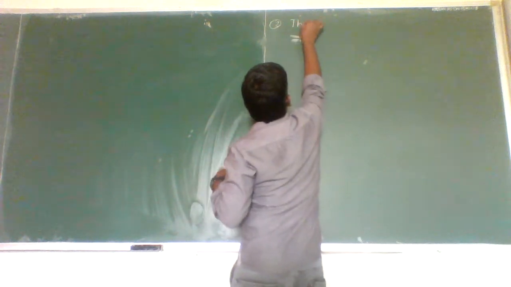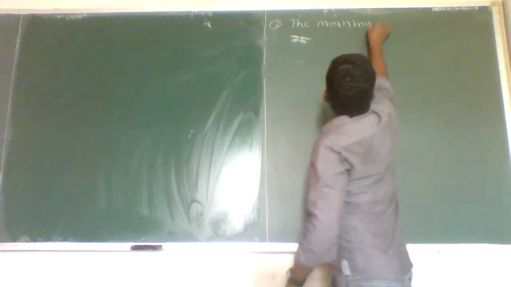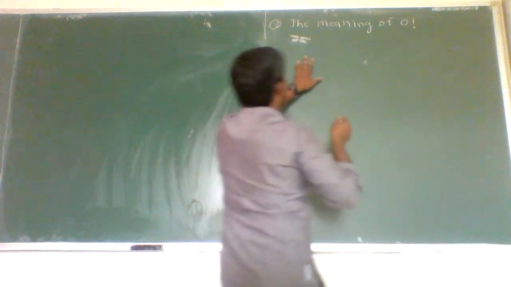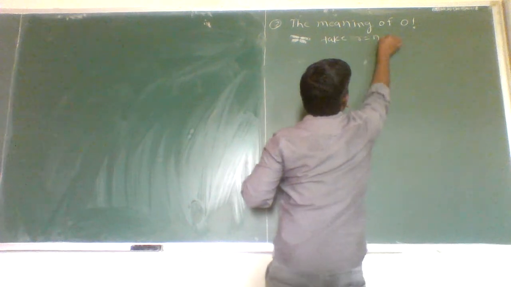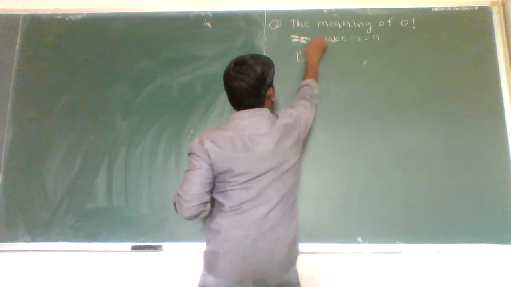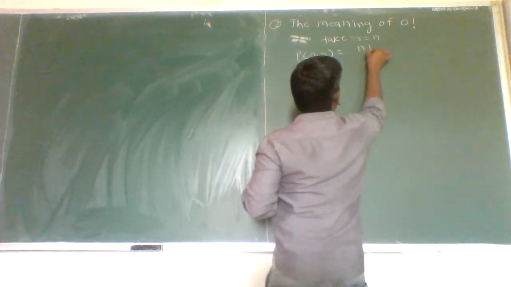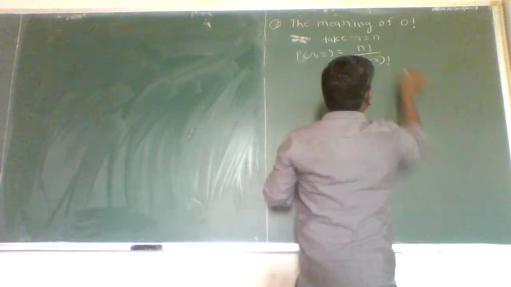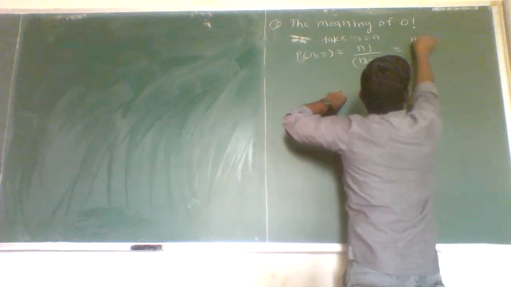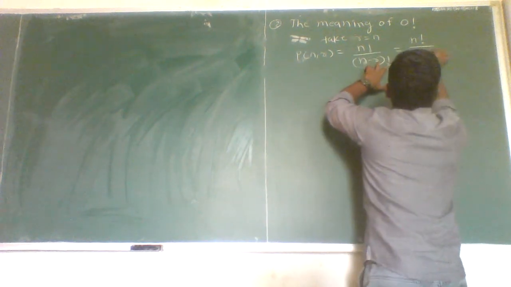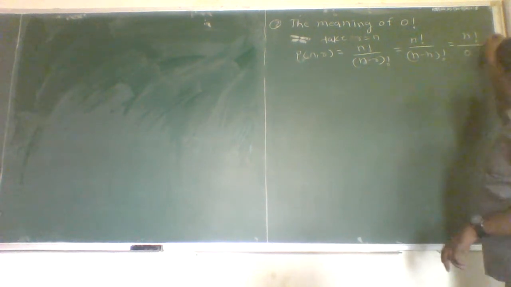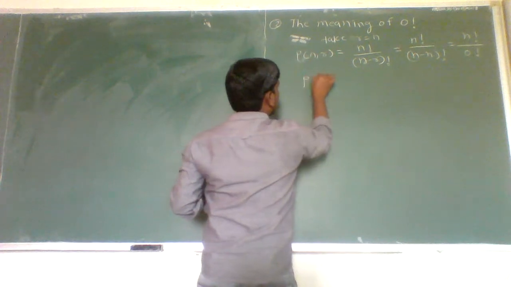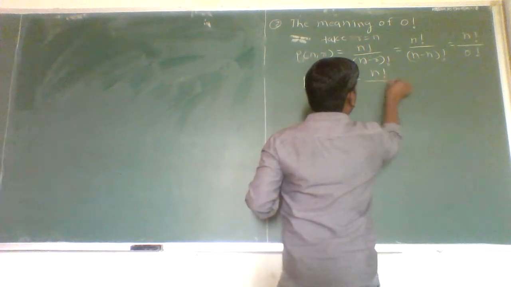Second one is the meaning of zero factorial. That is, we have to see what is the value of 0 factorial. Now, if we take r equal to n, then nPr is nothing but n factorial divided by (n minus r) factorial. But here r is nothing but n. So it is n factorial divided by (n minus n) factorial, which is n factorial divided by 0 factorial. So nPn is equal to n factorial upon 0 factorial.